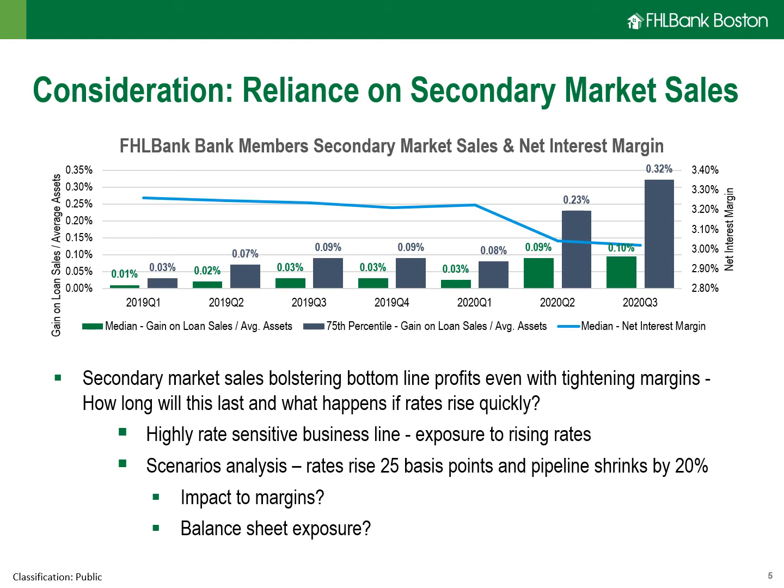I put an example scenario where if rates rise 25 basis points, pipelines shrink by 20%. Now, if you take that example, with tighter net interest margins, how does that impact your 2021 earnings and future years? And then how does that impact your exposure on the balance sheet? As we discuss the strategy over the next few slides, please keep in mind these considerations that we discussed and how they will impact your institution.